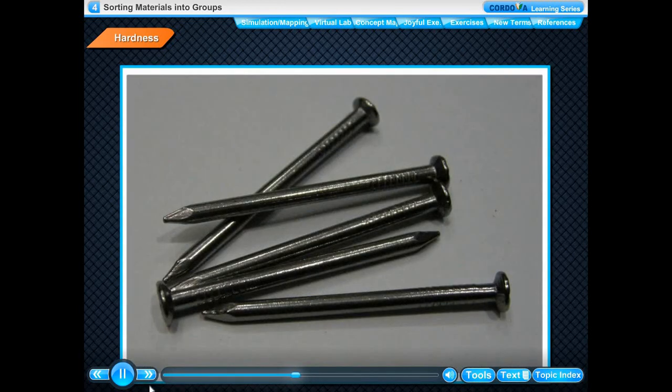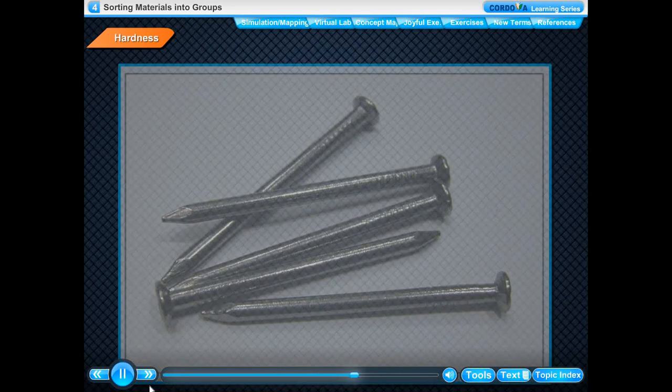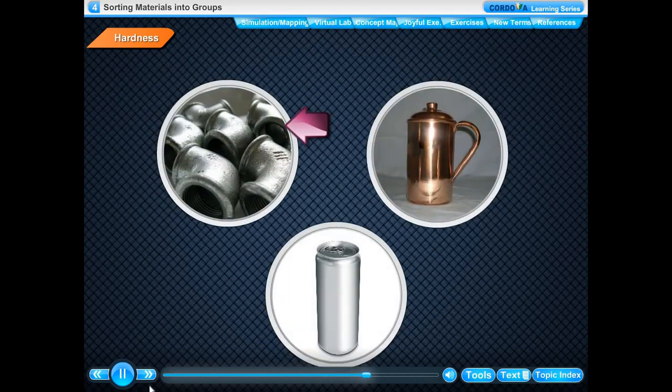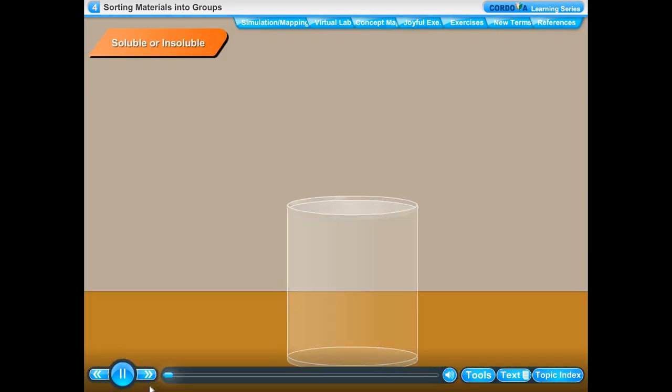But if we try to compress or cut an iron nail, we cannot do so. Materials that cannot be compressed easily are called hard materials. Most metals such as iron, copper and aluminium are hard. Because of this quality of hardness, metals are used to make household utensils and factory equipment.